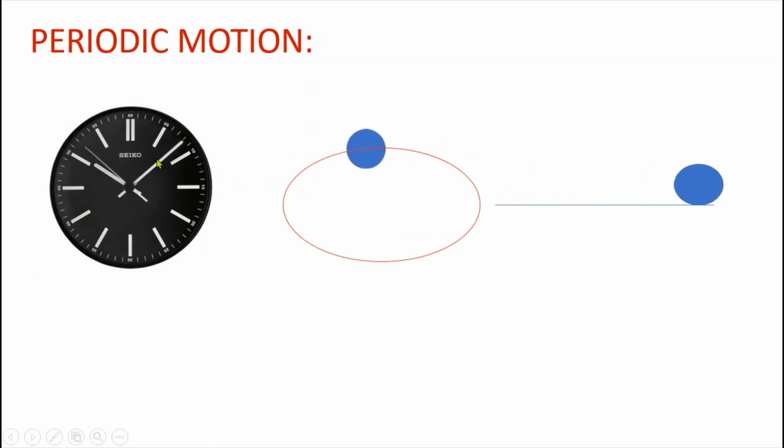After 60 minutes, that is 1 hour, the minute hand of the clock will complete one rotation, and after 60 seconds the second hand of the clock will complete one rotation. Here the time taken by the second hand, minute hand and hour hand in every rotation is fixed, and their motion will be repeated. In the second figure the body is rotating in a circular path repeatedly, and in the third figure the body is moving repeatedly from one point to another point.